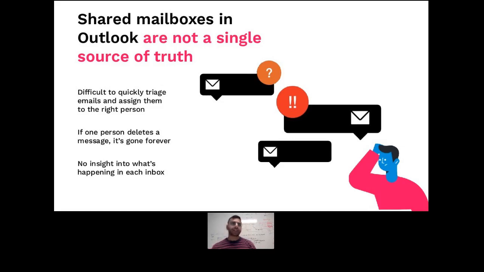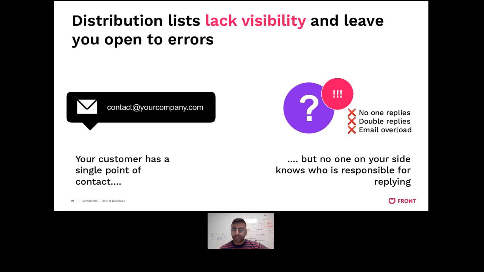Now, some logistics and supply chain teams that I speak with, that we work with here at Front, are using shared mailboxes in Outlook, yet they're not a single source of truth. It's difficult to quickly triage emails and assign them to the right person. If one person deletes a message, it's gone forever. I know this is a huge headache for a lot of the teams that we work with, and there's no insight into what's happening in each person's inbox. And if you're using distribution lists or Google groups, like a logistics app or support app, they lack visibility and leave you open to errors, right?